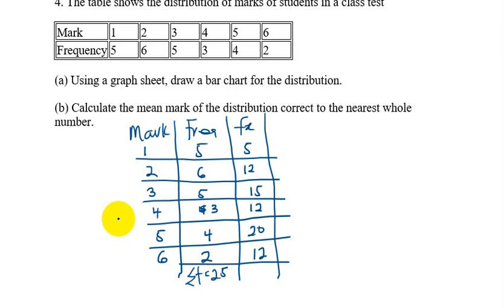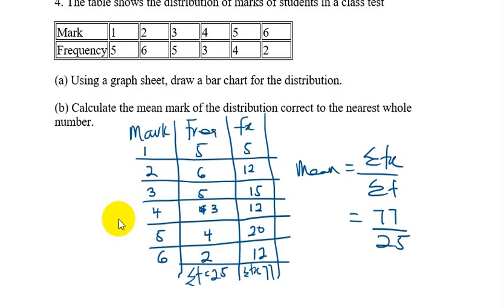Now we will add this one too. So sum of fx will also give us 77. So the mean is going to be sum of fx over sum of f. So we are going to get 77 on 25, and 77 on 25 is going to give us 3.08. And they say we should convert to the nearest whole number. So our mean is 3.